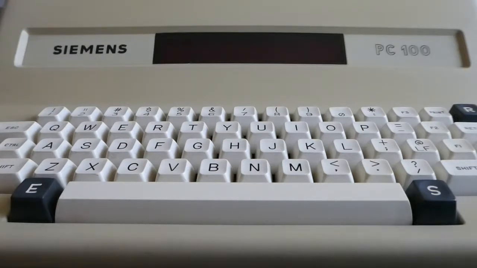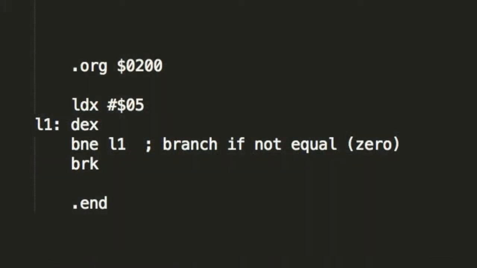To explain the step-by-step mode, let's have a look at a mini program. Here we are loading X with 5, decrementing by 1, and repeating this until X equals 0.